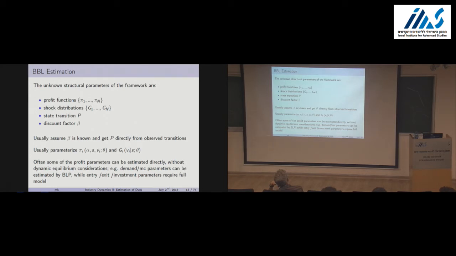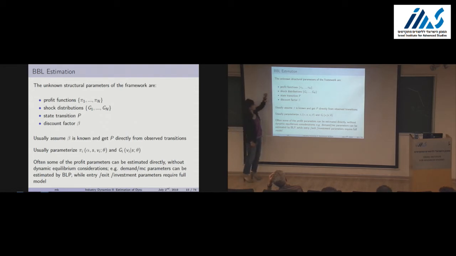What are the structural parameters that we actually want to get? First of all, we have the per period profit functions. Again, this is going to be some sort of Cournot or differentiated Bertrand game as an example. We are interested in the shock distributions G. So these are going to be the entry cost and the scrap value distributions, just like yesterday. The transition P, and then finally the discount factor beta. We usually assume that beta is known, and the reason is that we know, even from single agent setups, that we cannot actually identify beta. So usually what people do is set beta equal to something based on the quarterly interest rate or something like that.